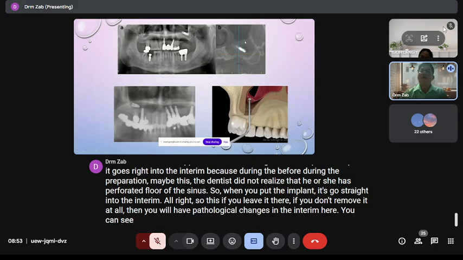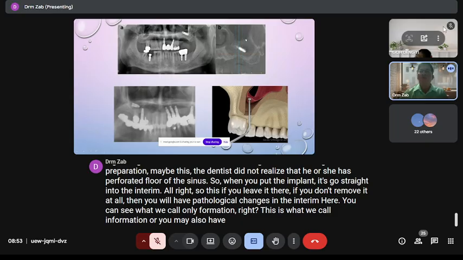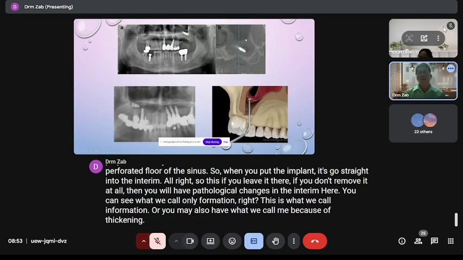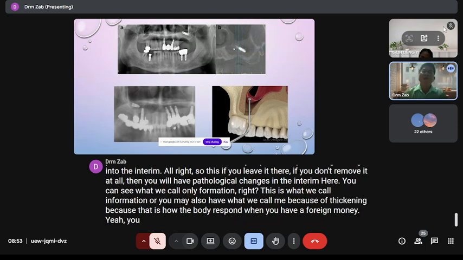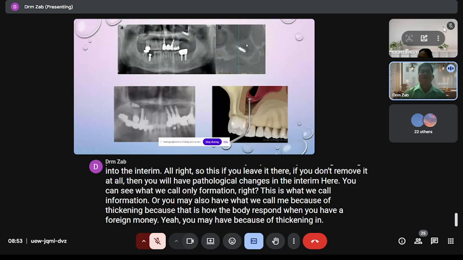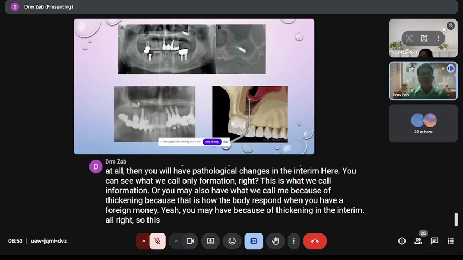Here you can see what we call polyp formation. This is polyp formation, or you may also have what we call mucosal thickening, because that is how the body responds to a foreign body. You may have mucosal thickening in the antrum. All right. So this is another situation involving the sinus and the antrum.